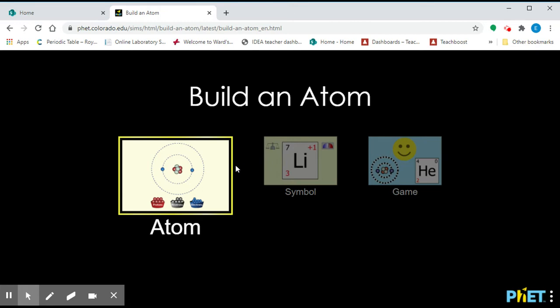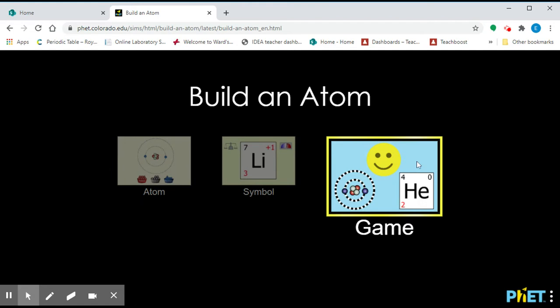And it gives you three different options. It gives you the atom, the symbol, and the game. You are going to click on the game.